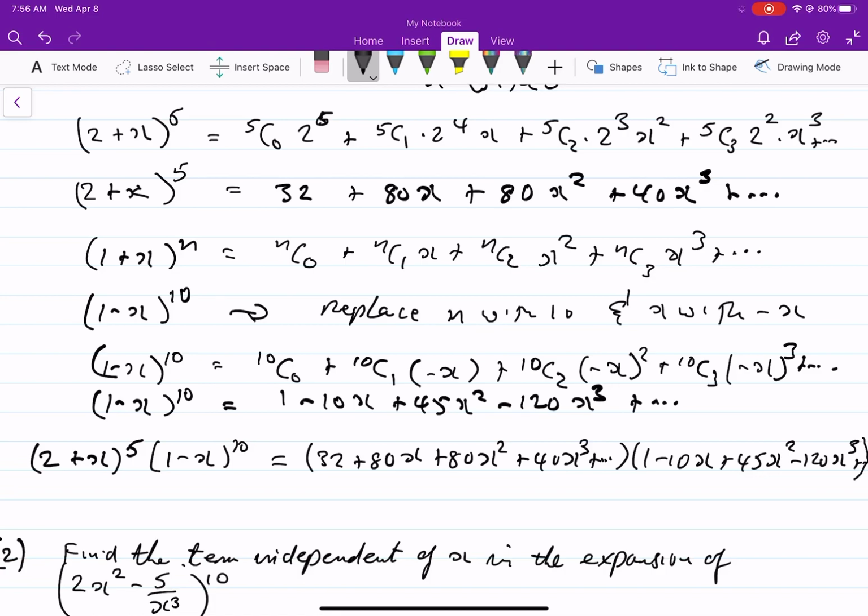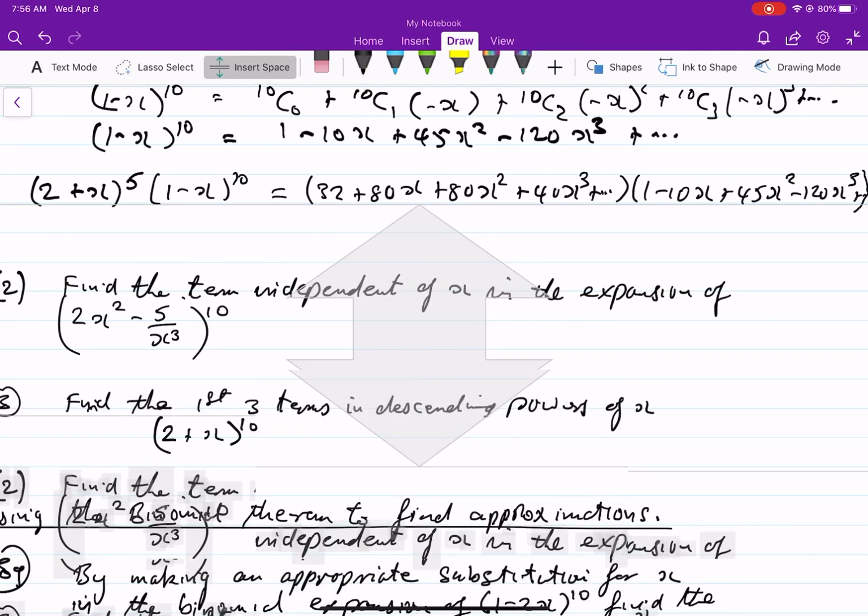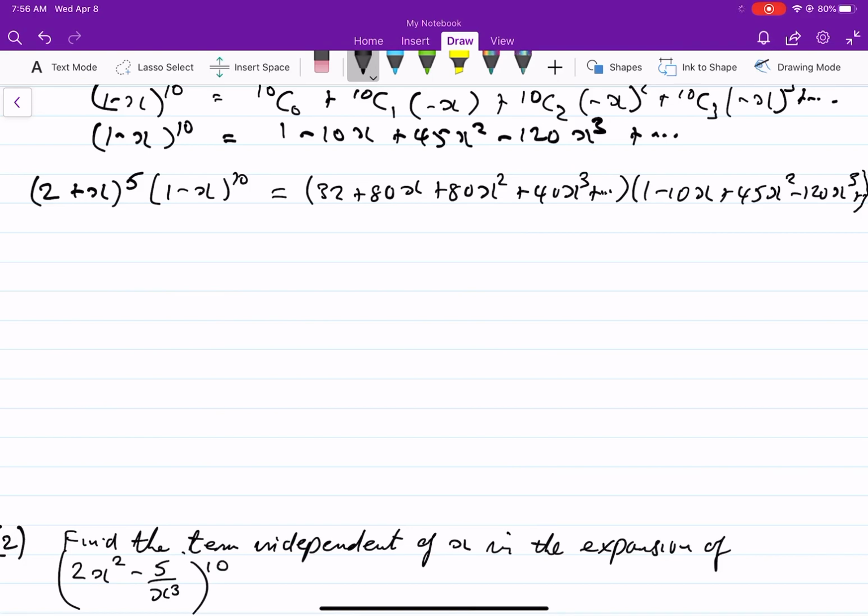I'm going to leave that last part for you to do. Now remember, I want the overall expansion up to x cubed. So here's a good way to approach this. You can start with the 32 from the first bracket and multiply it by everything in the second bracket. So 32 by 1, 32 by minus 10x, 32 by 45x squared, 32 by minus 120x cubed. And you will keep all those terms, and then line them up.